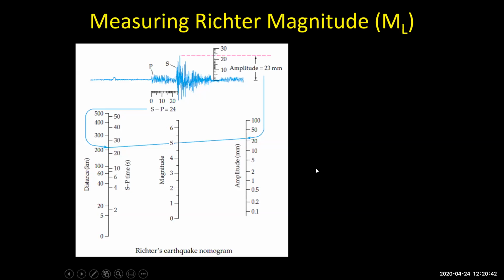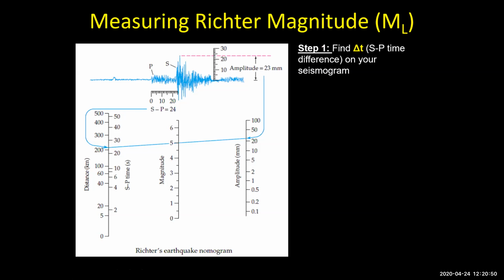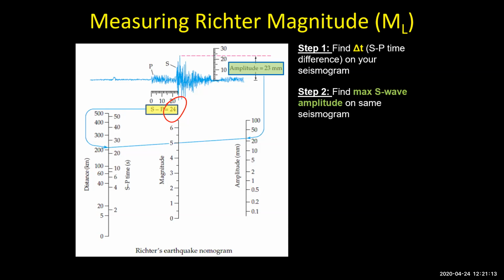It doesn't necessarily correspond to an actual physical measurement or series of measurements like the moment magnitude scale does. Okay, so we're going to get some practice here determining Richter magnitude. So step one, and we're going to do this using a seismogram record, is to find delta T. This, by the way, is an example earthquake. So in this case, delta T corresponds to 24 seconds. Step two is to find the maximum S wave amplitude. And in this case, that corresponds to about 23 millimeters, again measured from the zero reading of the instrument up to the top of the tallest S wave.